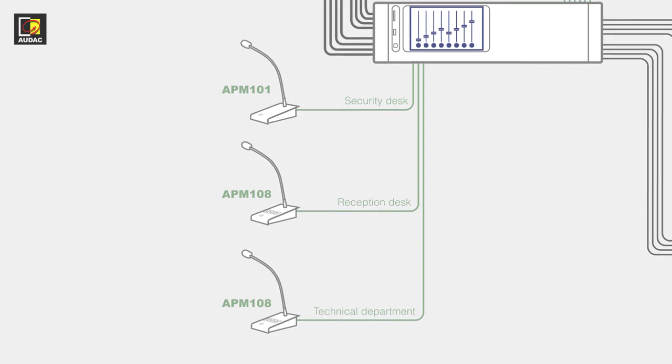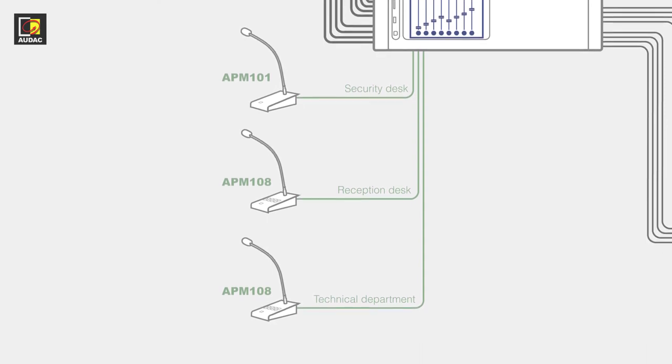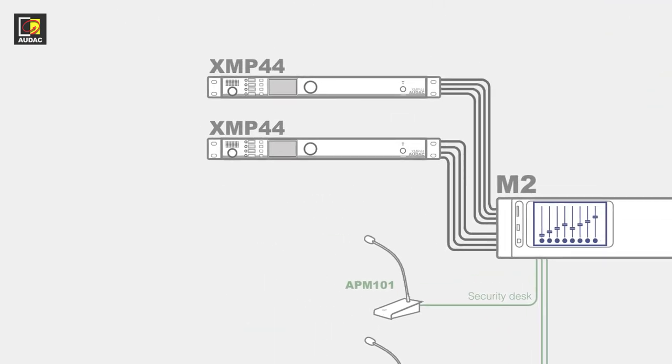Some examples of these messages might be fire drills and technical issue reports. We have two XMP44s, both with 4 modules, a mix of MMP40s, which are the media player modules for background music in the public areas, and an IMP internet radio module for the staff zones.